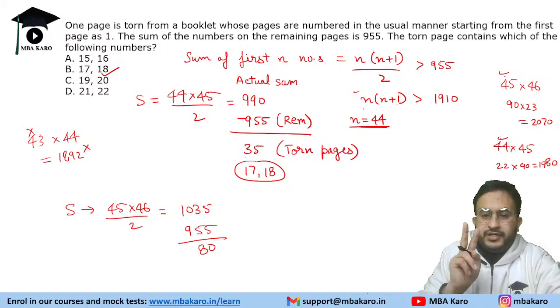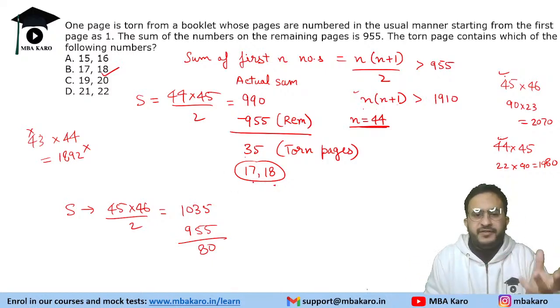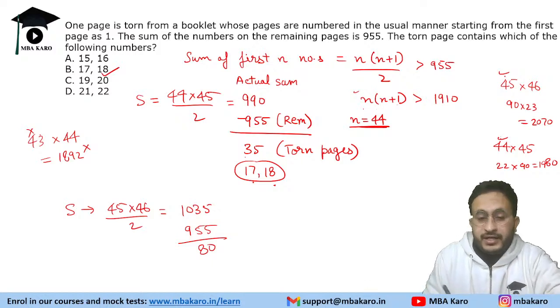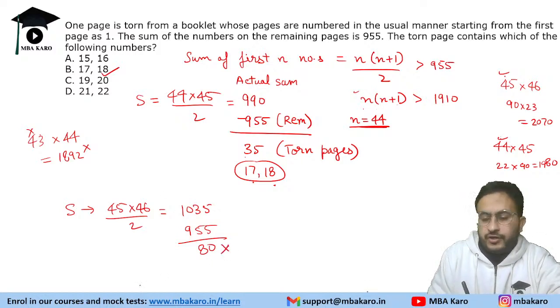See, if you have two consecutive numbers, one is even, one is odd. One is odd and one is even. Two page numbers cannot both be even, right? One has to be odd, another has to be even. So it is not possible.